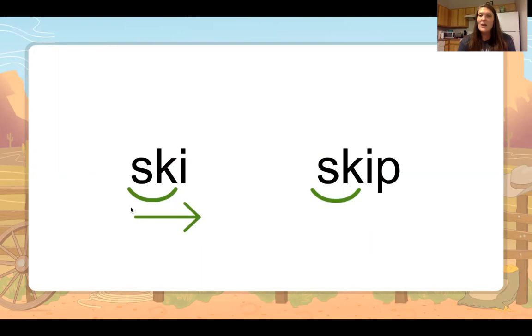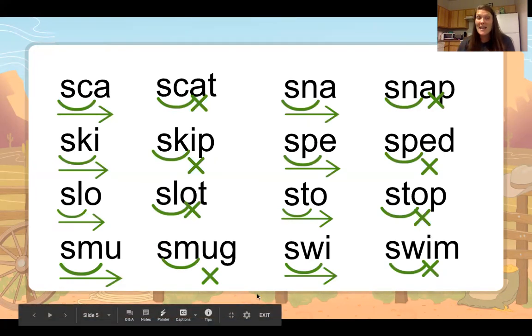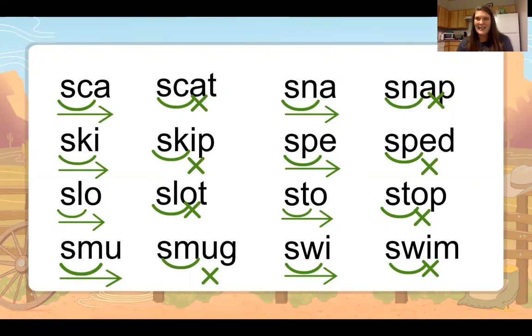Okay, so here we have a slide. We mark the blend SK and the I says I, so we say skip. And for the word we say skip, okay? Oh, and that one uses SK. So why does it use SK? Because we have the vowel I, and the S blends follow the CK rule. So if we have an I or an E, we use SK. If we have an A, O, or U, we use an SC.